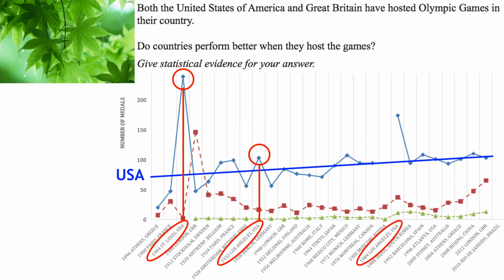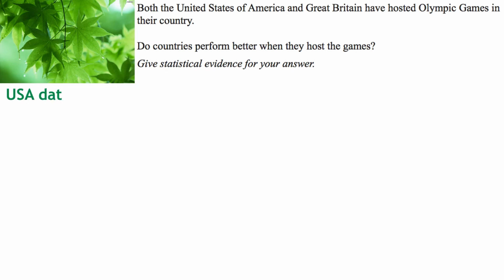Then we've got 1984, and if we follow that up, we can see there's another reasonable peak there where they have hosted the games. And then again in 1996 they hosted, and we can see in that year the data's pretty much on the trend line. So we've got three peaks that are above the trend line and one that's on the trend line. So that's giving us some evidence that maybe for the United States they may tend to perform better when they are hosting. And that's what we want to write up.